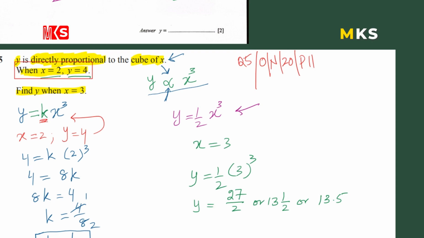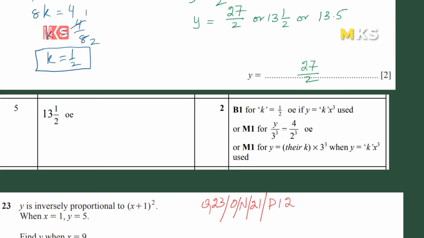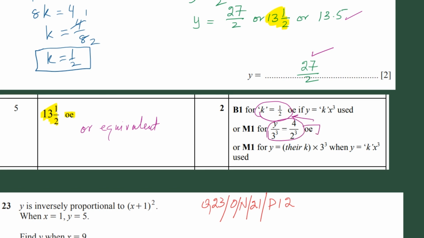Let's see the marking scheme. In the marking scheme, you can see the answer is 13 whole 1 over 2, and here you can see OE is written. OE means or equivalent. 27 over 2 is acceptable, 13.5 is acceptable. 1 mark for finding the value of k, and if you write like this, it is a ratio. OE is written, 1 method mark for this one, and 1 mark for the answer, 13 1 over 2 or 13.5 or even 27 over 2.